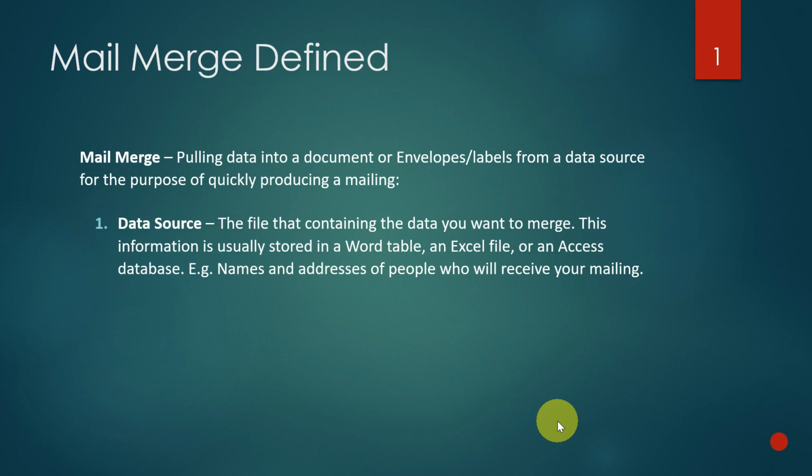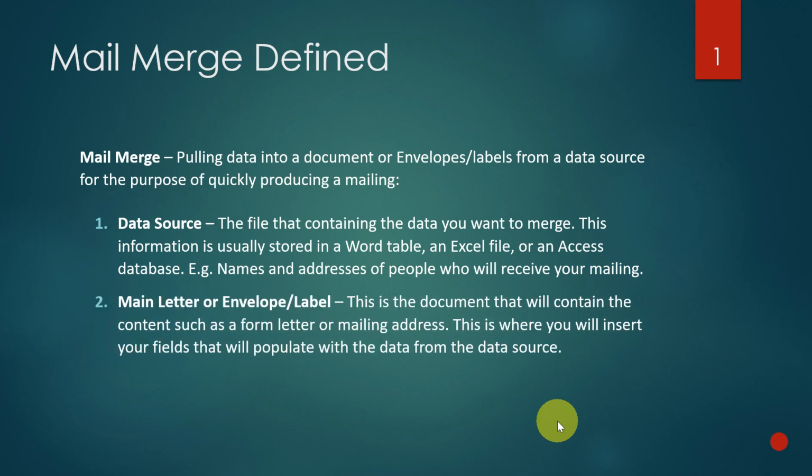The data source piece is actually the file containing the data you want to merge. So this could be a Word table, an Excel file, or an Access database. This usually has names and addresses of people you actually want to send a letter to, or it could be even more customized. The main letter or envelope and label is the document that contains the information you want to send, or is the actual label you want to send.